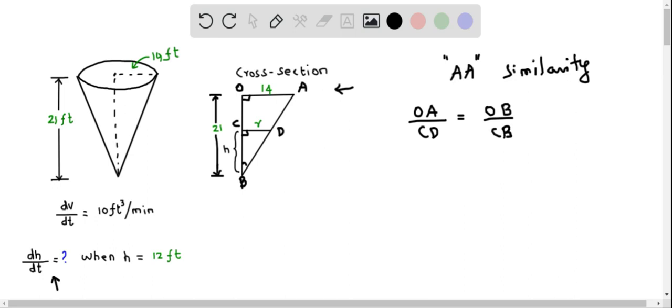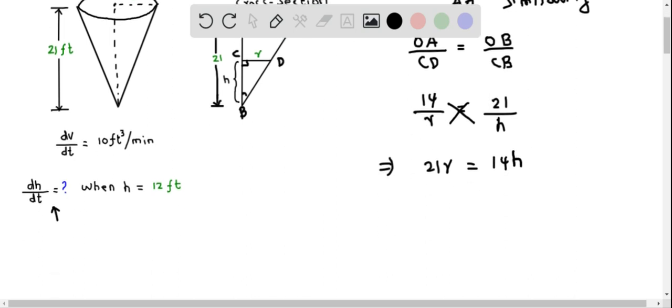Let's put in the values. OA equals 14, which is the radius at the top of the tank, divided by CD, which is the radius at any point, and this equals OB, which is the height of the tank, given as 21 feet, divided by CB, which is the height at any point. We represent this as h. So we can now find the relation between r and h. I'm going to cross multiply, so we will have 21 times r, which is 21r, and this equals 14 times h, which is 14h.